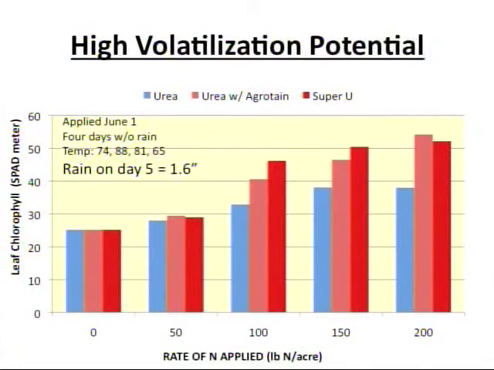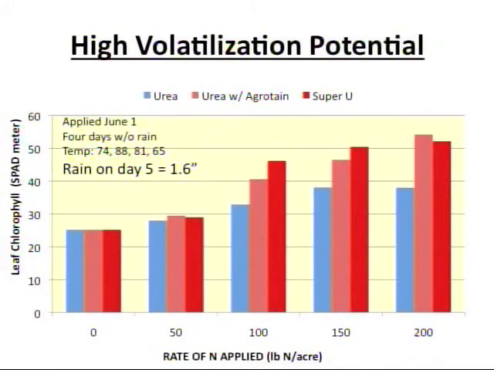Let's just pick one rate in this figure. If we go to the 150 pound rate, the gray bar is the chlorophyll meter reading with just urea. The green bar is urea with AGROTAIN, and the blue bar is Super U. So you can see that we clearly had a volatilization issue here, and also got some protection from the DCD that's in Super U.